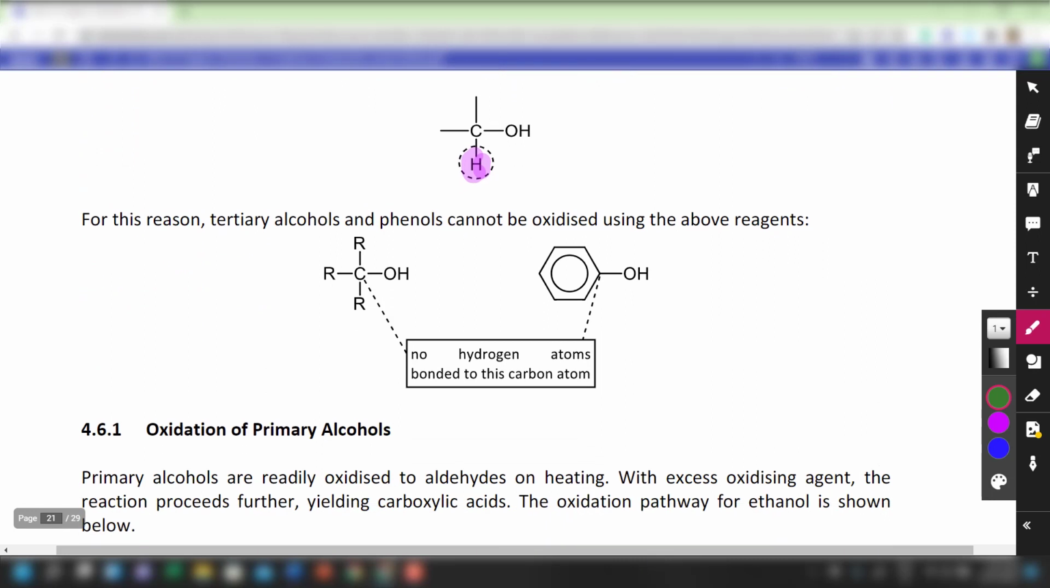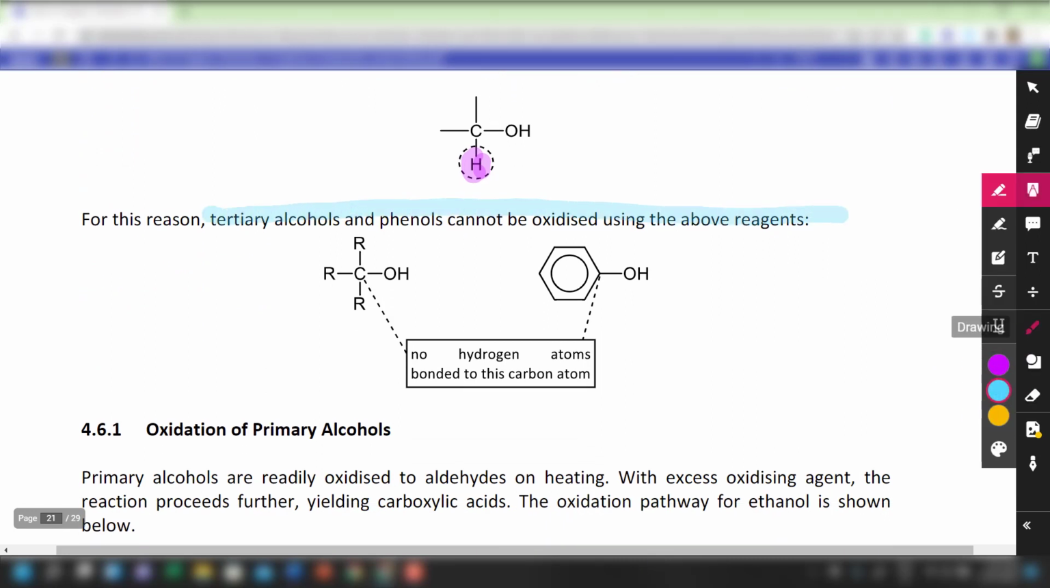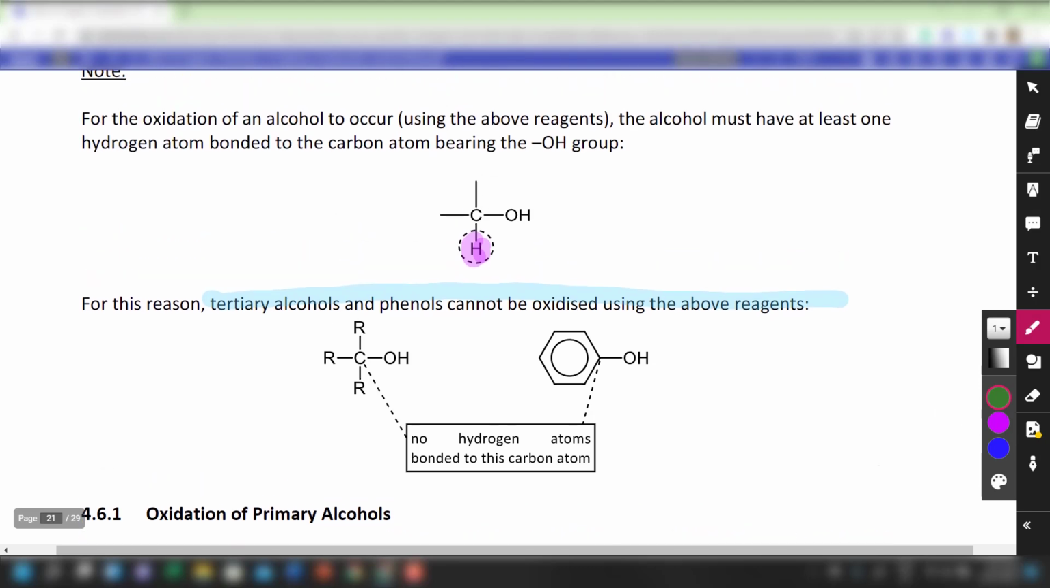So for this reason, tertiary alcohols are usually not oxidized by the above reagents. I use the word usually not, but it has happened before, sometimes when you try to do lab work on tertiary alcohols, they can be oxidized.